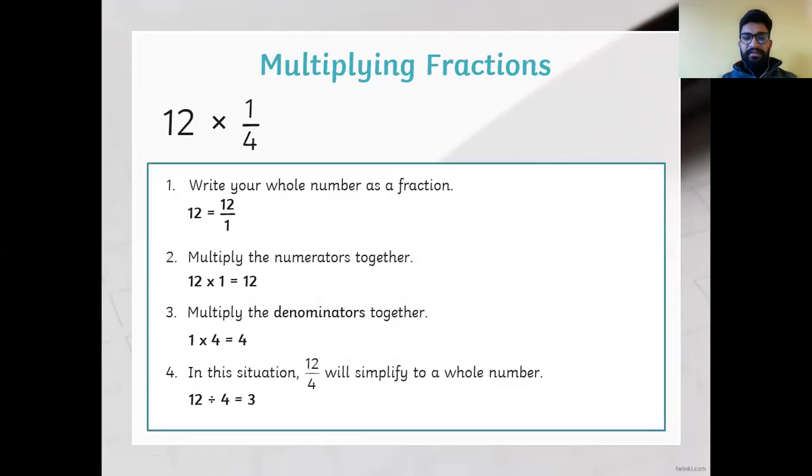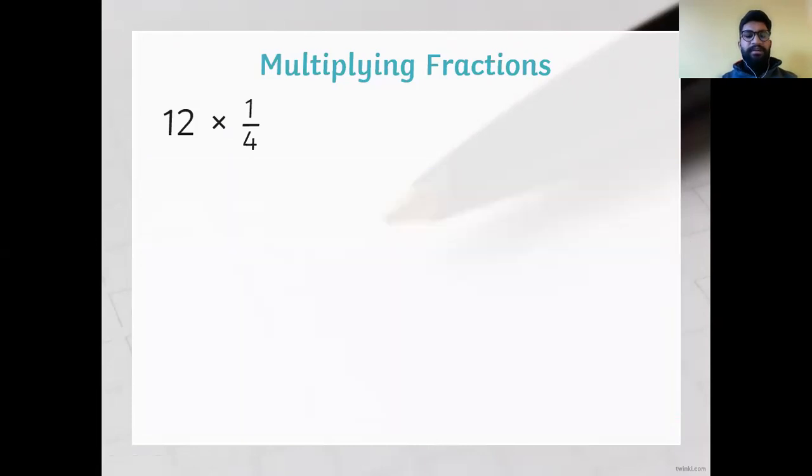Look here, how to solve in your copy. Suppose this is your question. In the first step, if you got a whole number, just add 1 as a denominator. Now multiply the numerators. What are the numerators here? 12 and 1 are the numerators, and 1 and 4 are the denominators. Multiply numerators and multiply denominators. So what is the product of the numerators? That is 12 by 4, right?